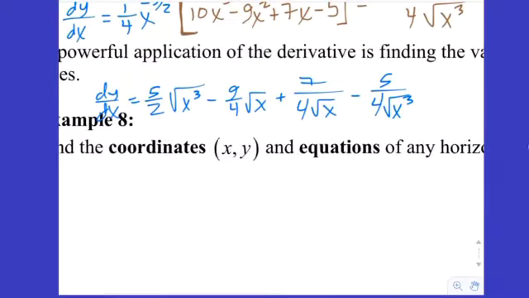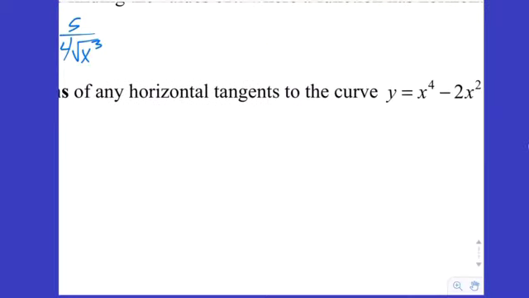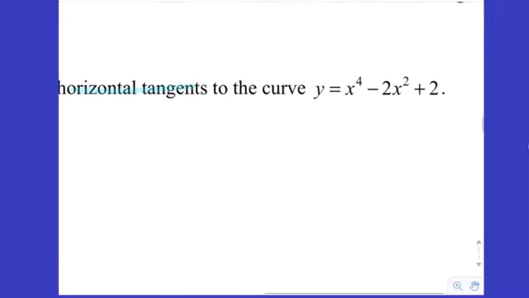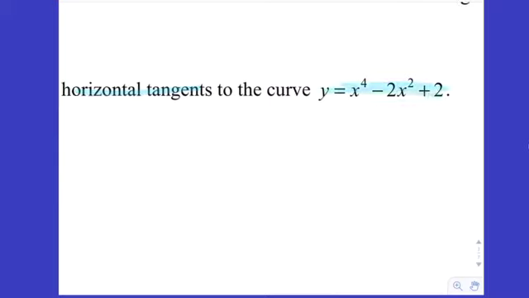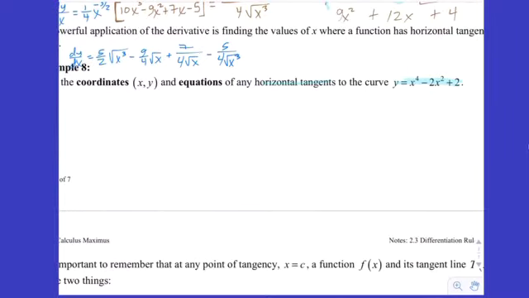All right, example 8. Find the coordinates x, y, and the equations of any horizontal tangents to the curve y equals x to the 4th minus 2x squared plus 2. All right, so we need to have kind of an overall plan here. I ultimately need to walk away with a couple of coordinates and equations of horizontal lines.